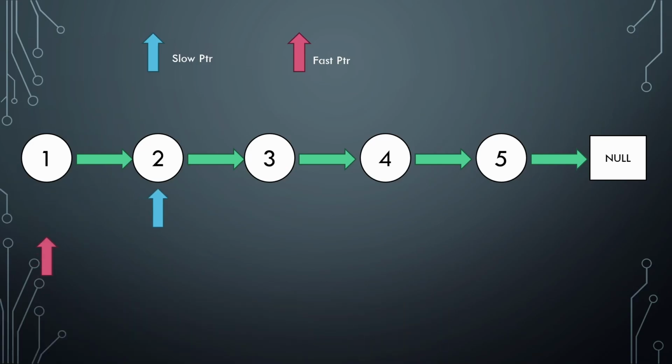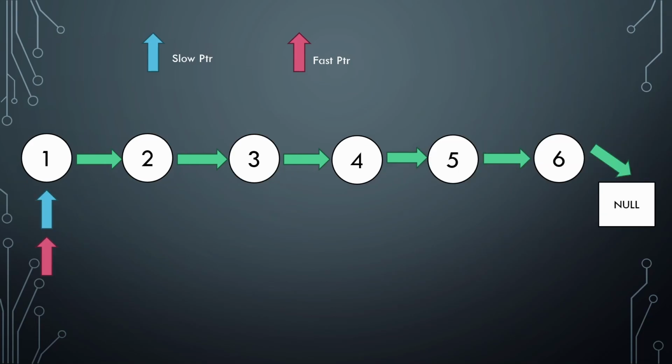What we will do is move the slow pointer one node and the fast pointer will move two nodes. This process will continue until the fast pointer reaches the last element in the linked list. What we will do is check if the next node is equal to nullptr. Then we can return the slow pointer. And you can clearly see that the slow pointer points to the middle element.